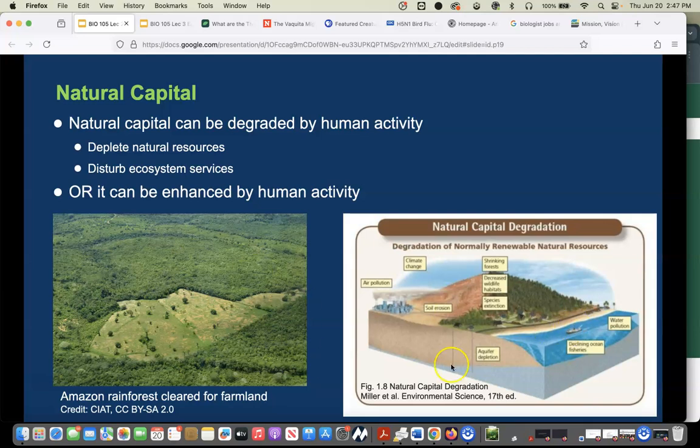And here are some more examples of natural capital degradation: air pollution, climate change, soil erosion, shrinking forests. Again, these are all ways in which we have impacted our natural capital in a negative way.